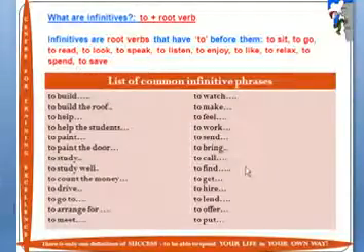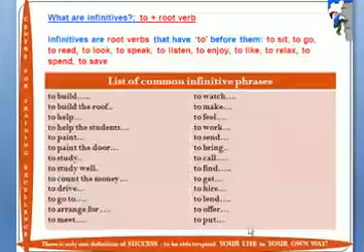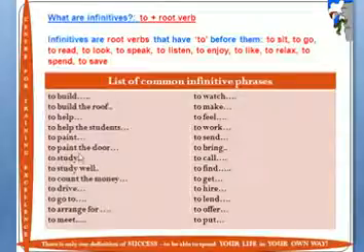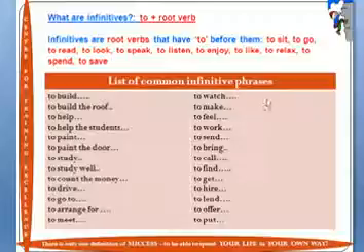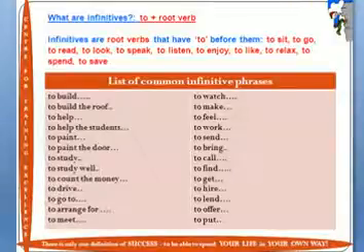Here we have infinitive phrases. To build the roof, to help the students, to paint the door, to count the money, to arrange for a meeting, to watch a movie, to make tea, to call a friend, to lend some money.